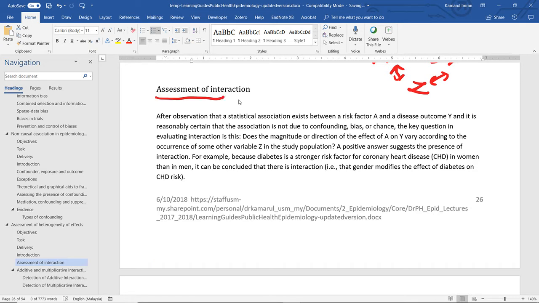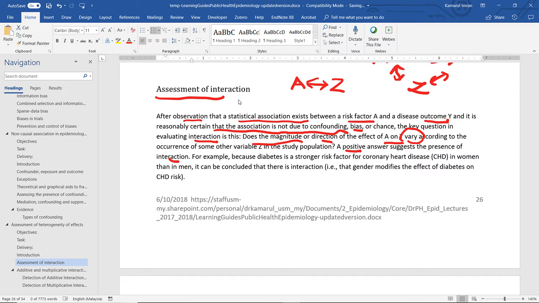Assessment of interaction. After observing that a statistical association exists between risk factor A and outcome Y, and you are sure that the association is not due to confounding or bias, the next question is: is there any interaction between A and Z? Does the magnitude or direction of the effect of A on Y vary according to the occurrence of some other variable Z in the study population? If yes, there is interaction.